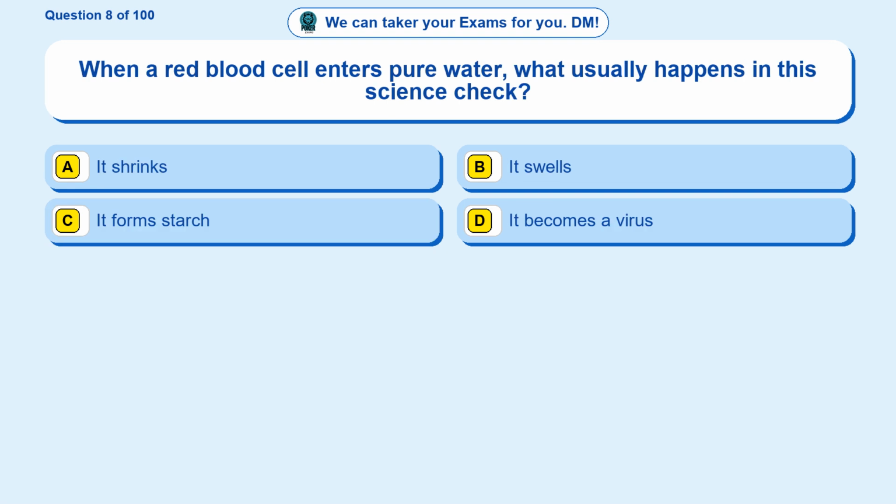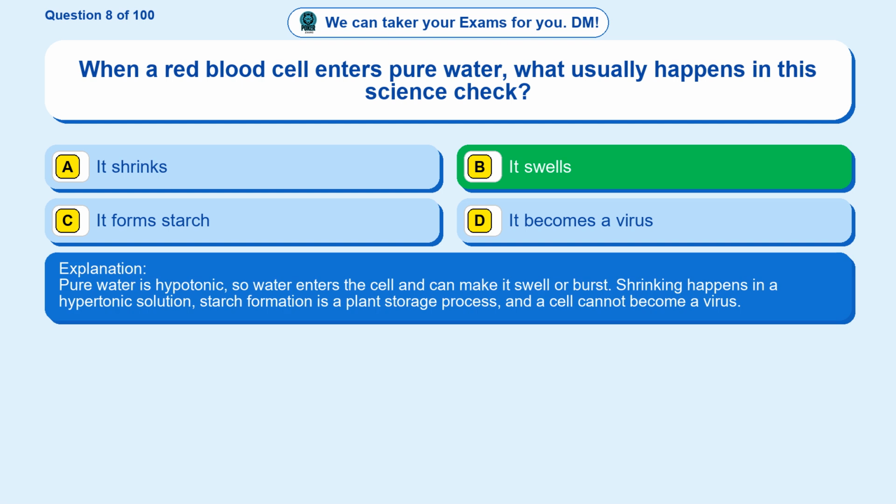Question 8. When a red blood cell enters pure water, what usually happens in the science check? Option A. It shrinks. Option B. It swells. Option C. It forms starch. Option D. It becomes a virus. The correct answer is option B. It swells.